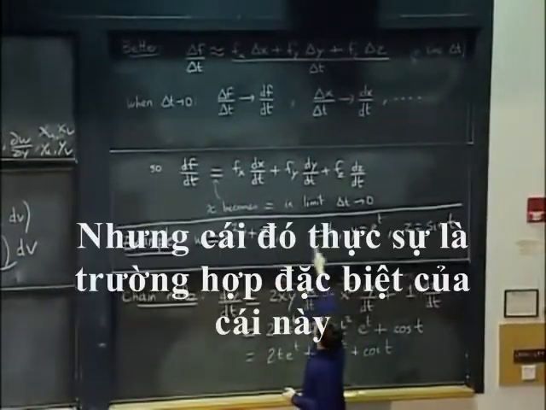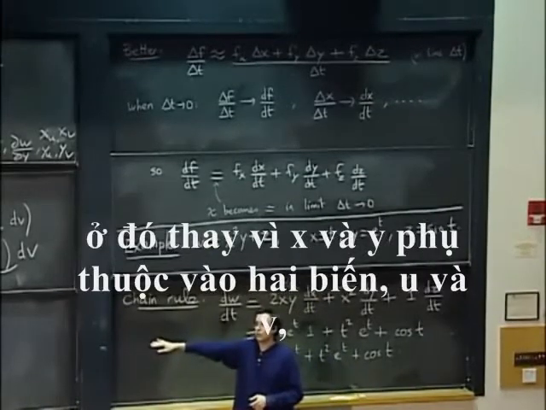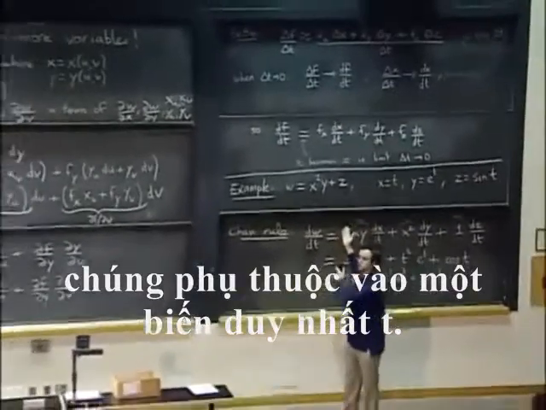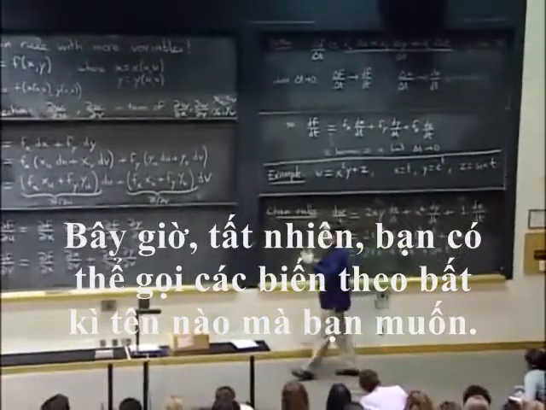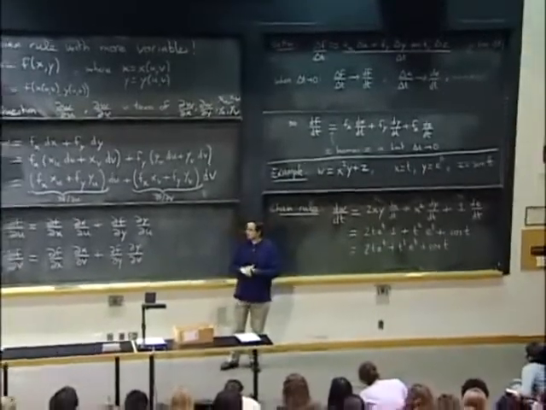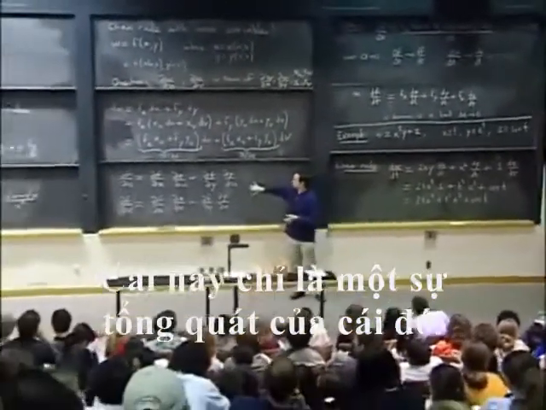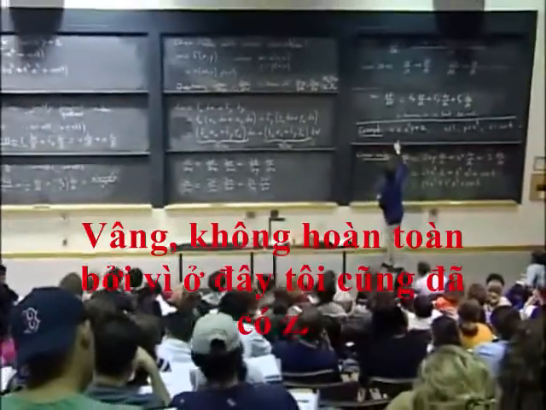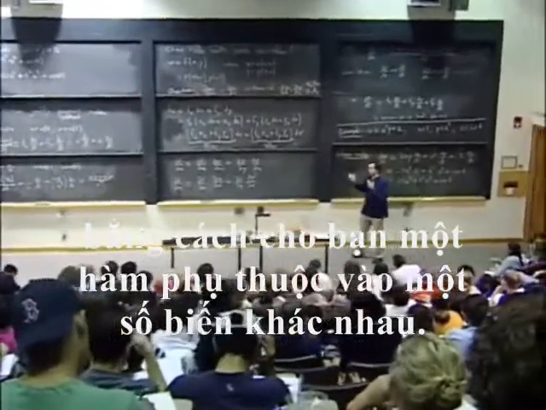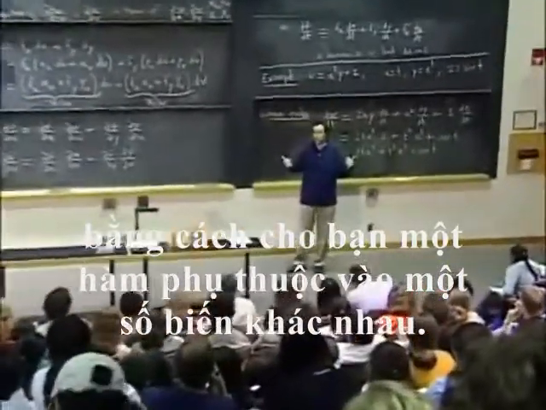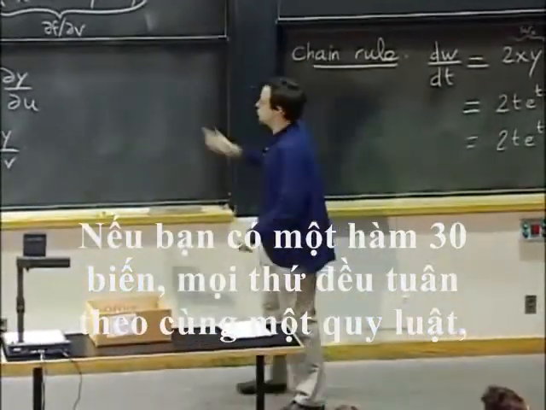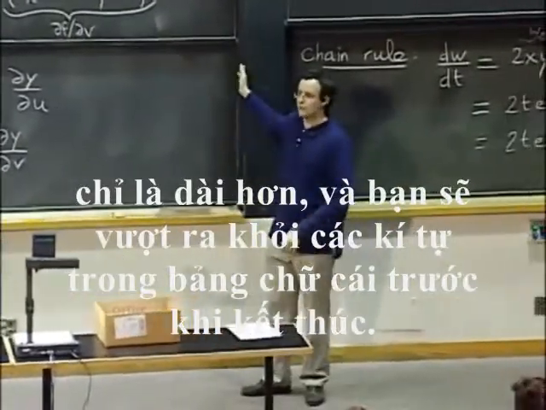Okay, but that one is indeed a special case of this one, where instead of x and y depending on two variables u and v, they depend on a single variable t. Now, of course, whether you call your variables any name you want, it doesn't matter. But so this is just a slight generalization of that. Well, not quite, because here I also had a z. See, I'm trying to just confuse you by giving you functions that depend on various numbers of variables. If you have a function of 30 variables, things work the same way, just they're longer, and you're going to run out of letters in the alphabet before the end.